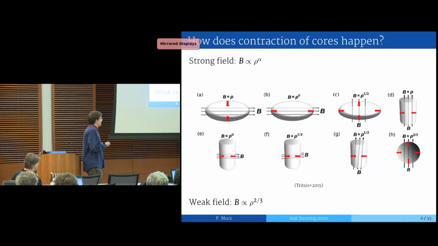For the case of a weak field or isotropic collapse, you have a scaling of 2/3. And for an anisotropic collapse, you can have a scaling of 1, of 0, or 1/2. The case of 1/2 is interesting because for isothermal gas, it means that you have equipartition between your magnetic pressure and your gas pressure.